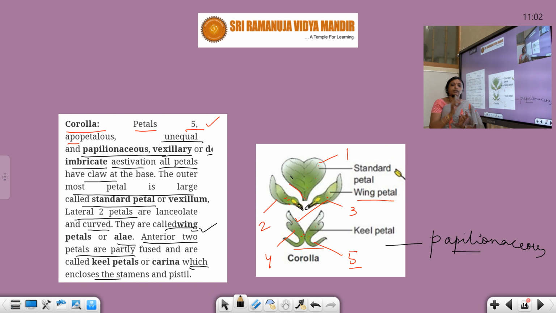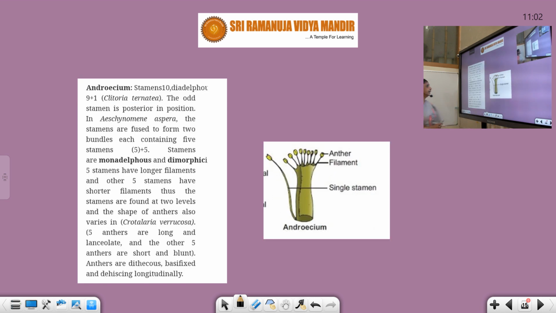What are the essential organs? The gynoecium part and the androecium part. It shows a piston mechanism of pollination. At pollination time, when an insect comes, it is attracted by the standard petal. It puts its legs on the wing petals, and when these are pressed, the keel petals open and the essential organs are exposed.